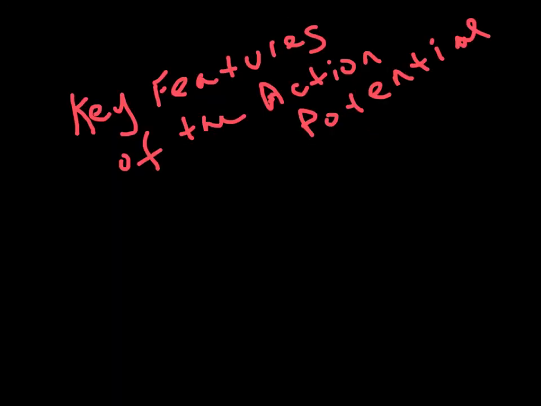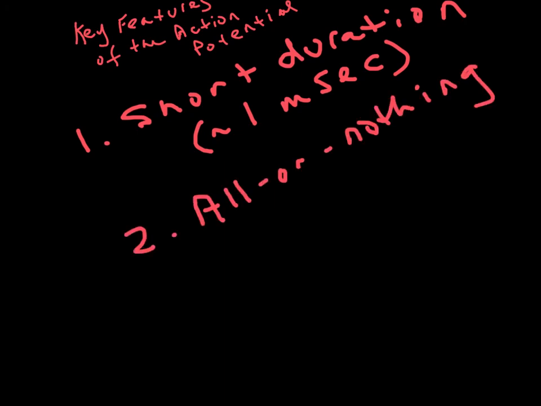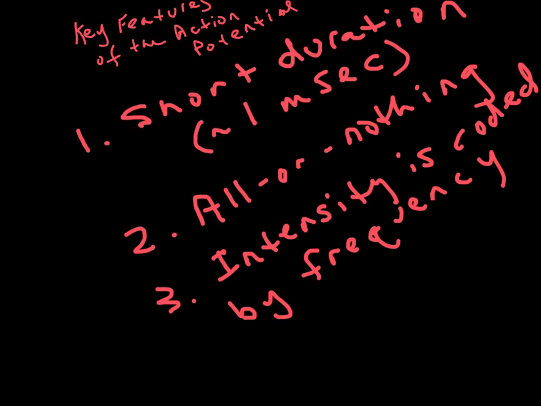So let's look at key features of the action potential. First, the action potential has a short duration, about 1 millisecond. Second, action potentials are generated in an all or nothing fashion. It either happens or it doesn't. You reach a threshold and bam, you have an action potential, or you just don't get there. Third, the intensity of the action potential is coded by frequency rather than amplitude. And remember, we said the stronger the stimulus, you don't see a stronger action potential, you just see more of them.